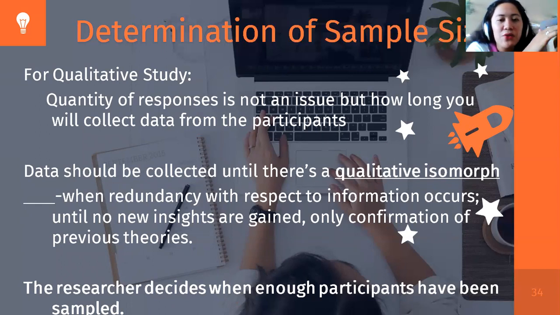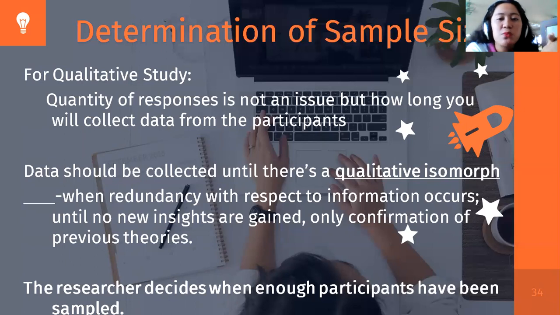So if you know that you already hit the quality of information that you needed for your research, then you may stop, and that's called qualitative saturation. So when redundancy with respect to information occurs, until no new insights are gained and only confirmation of previous theories, that's the time that you have to decide that you will stop.